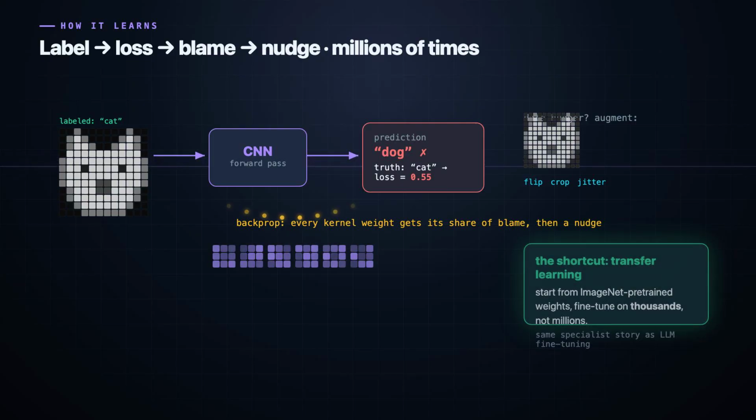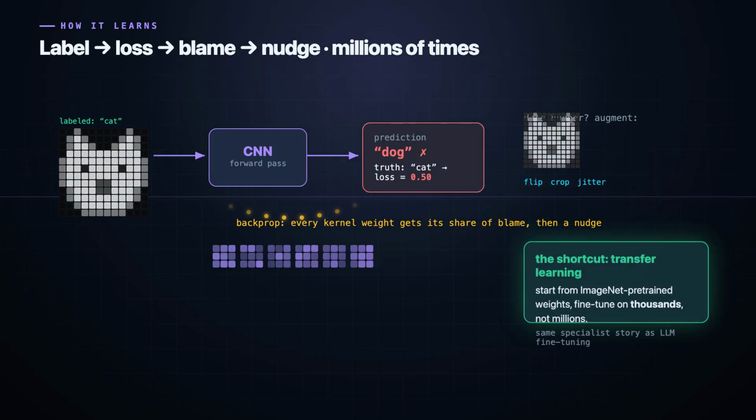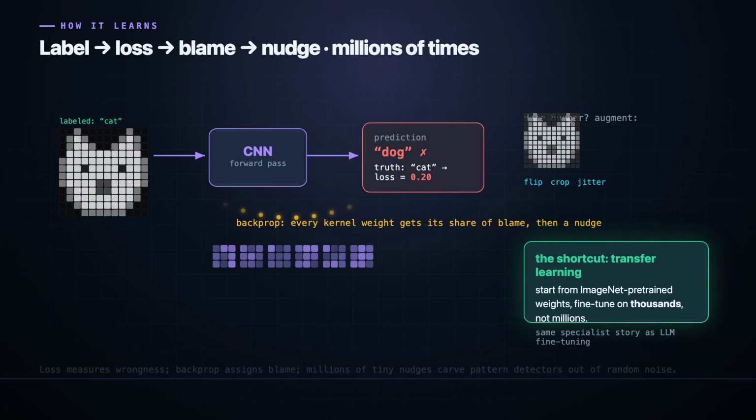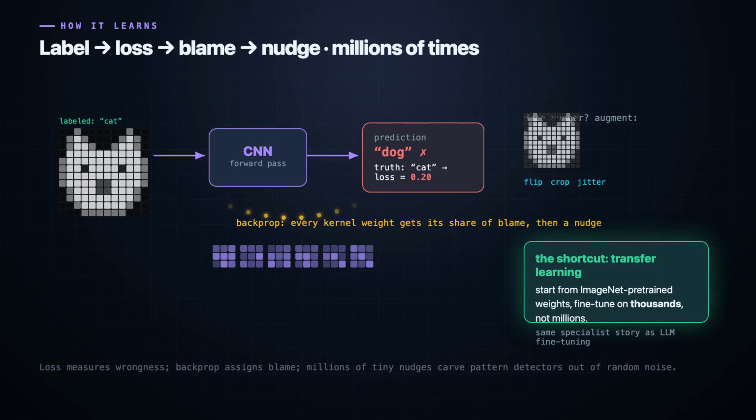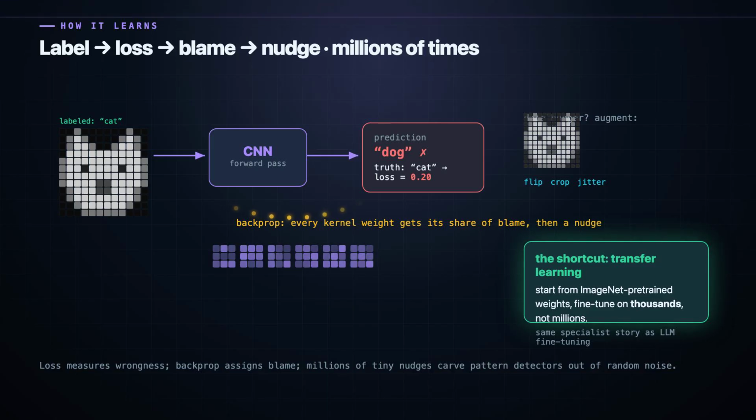The second trick is enormous and you will use it constantly. It is called transfer learning. Do not start from random numbers at all. Take a network already trained on ImageNet, one that already knows edges, textures, and shapes, and simply fine-tune it on your specific problem. Because it starts with real visual knowledge, it can learn your task from just a few hundred examples instead of millions. All right, enough theory. Let's open a code editor and build one for real.